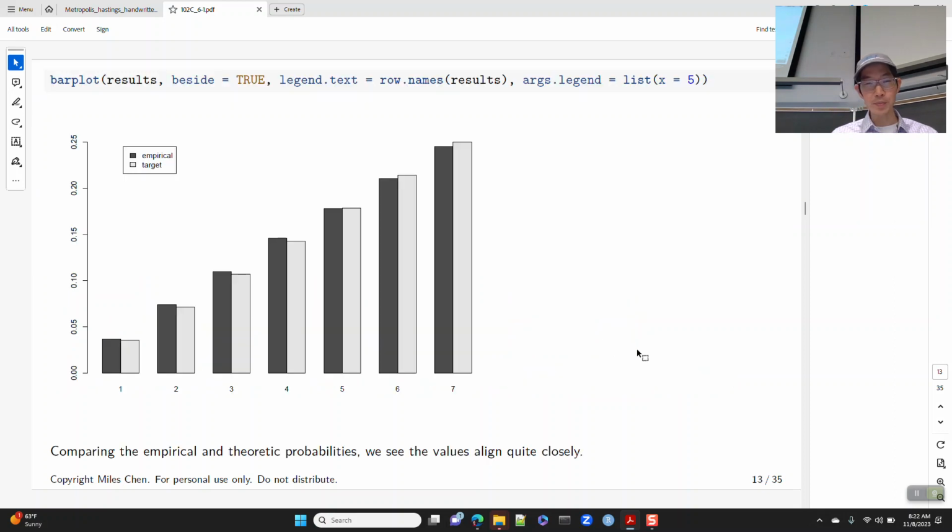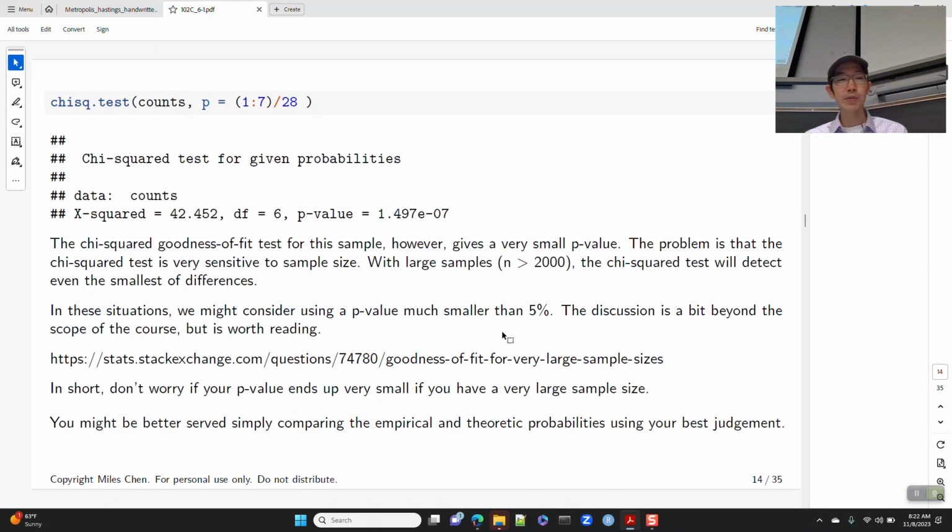One issue, though, and here's the visual representation of that. Again, our target distribution is in light gray and our empirical distribution in dark gray. We see quite a close match between the two. However, if you do a chi-squared test, we end up getting a p-value that's very small.